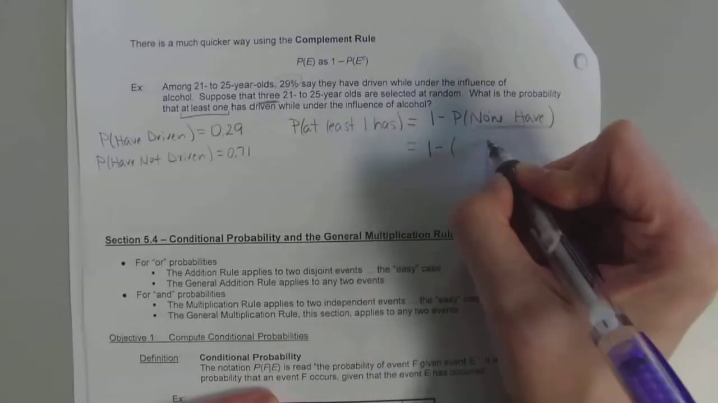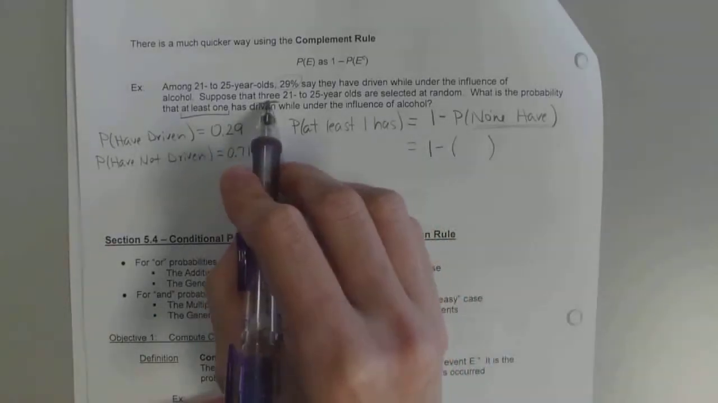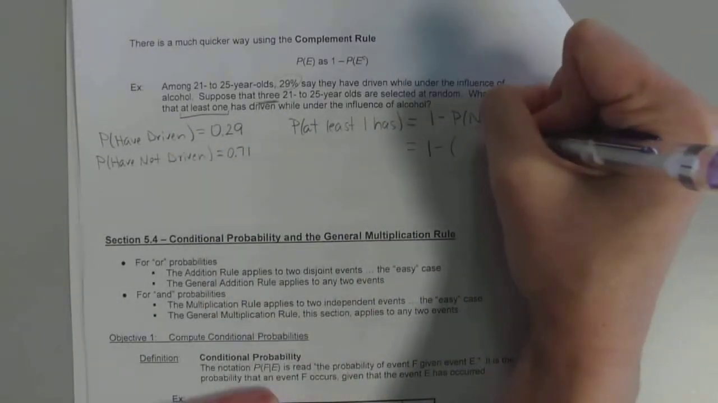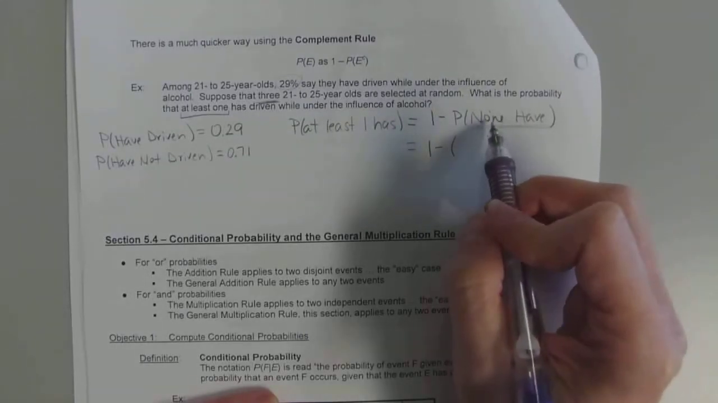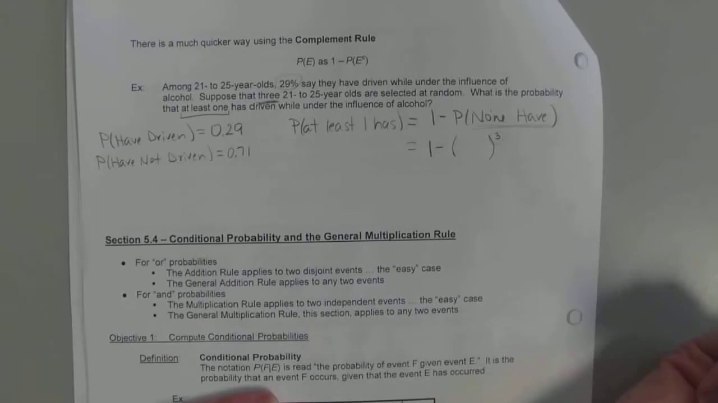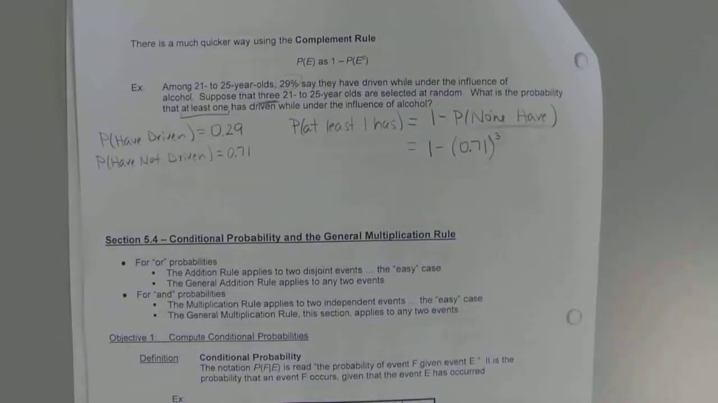Well, how many people did we ask? We asked 3, so what's my exponent going to be? 3. So there's none, 3 of them. And what's the probability that you haven't driven under the influence? 0.71. Okay? So even though they gave us 29%, guys, we didn't even use 29% in our calculation, right? Because the opposite of at least one has is that none have. And so the probability of not driving is 71%.